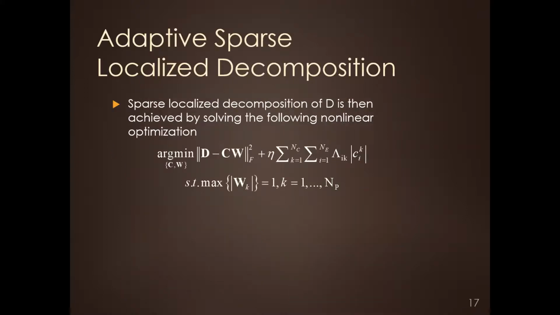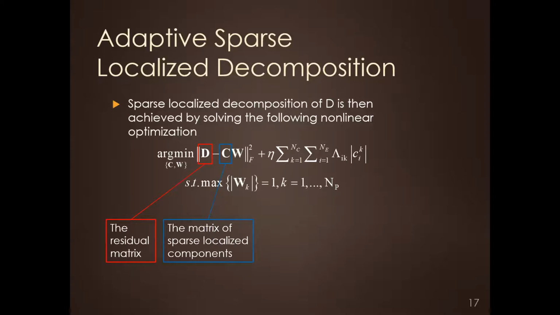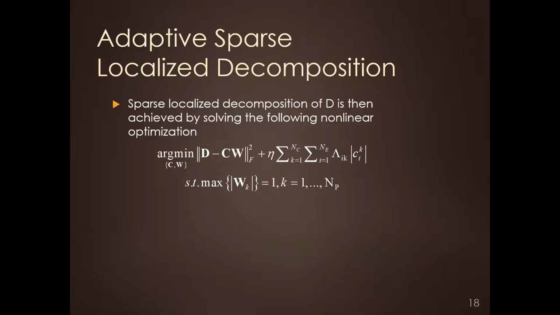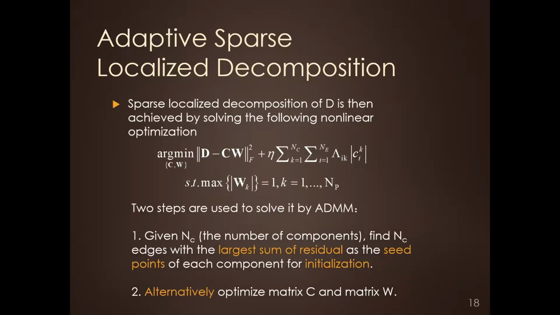And the sparse localized decomposition of D is then solved by solving this nonlinear optimization. D is the residual matrix, C are components, and W are blending coefficients. The latter term are sparse constraint, and lambda ik are weights used to control the locality and the sparsity. And we solve this optimization by ADMM in 2 main steps.